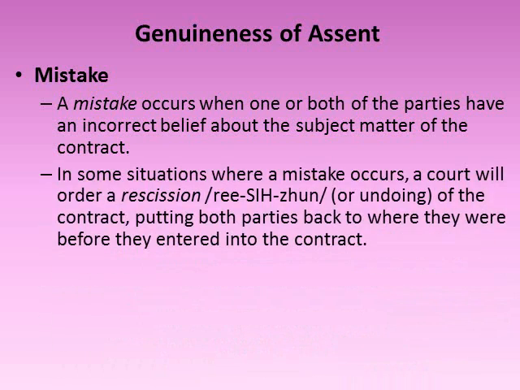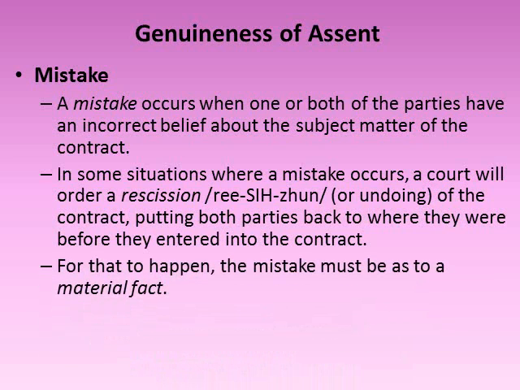In some situations where a mistake occurs, a court will order a rescission, which is pronounced rescission, or undoing of the contract. And when that happens, that'll put both the parties back to where they were before they entered into the contract. And so it looks like we have a contract. The parties may have even started performing on the contract, but then somebody realizes a mistake was made and they shouldn't have gotten into the contract in the first place, and so a court will undo the contract and put them back where they were before the contract started to be performed.